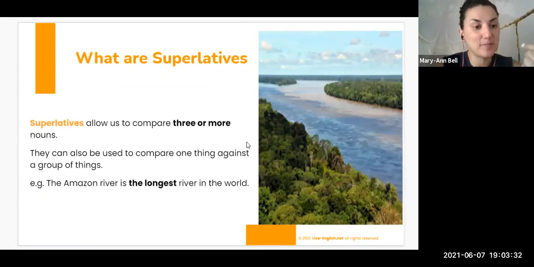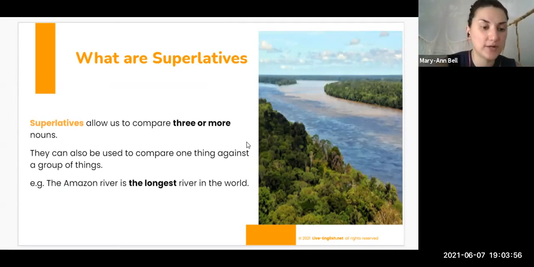Superlatives allow us to compare three or more things. Okay, and what we usually do is we compare one against the rest in the group. Okay, so for example, the Amazon River is the longest river in the world. Okay, so we're comparing the Amazon against all other rivers in the world.